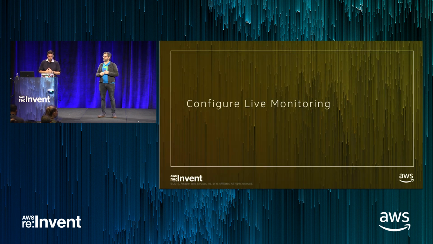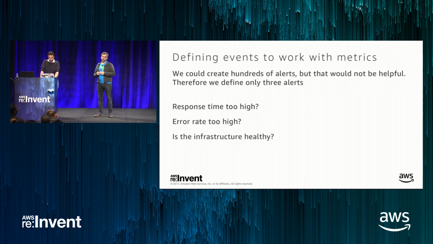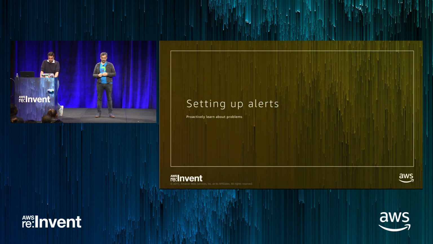So let's configure some live monitoring. I mean, Alice is already eager to do that. So we want to know, what are my users doing? Is the application actually working? And is the infrastructure even healthy? And also, we want to define events and alerts about, is my response time too high? Is my error rate too high? And also, is my infrastructure healthy after all?